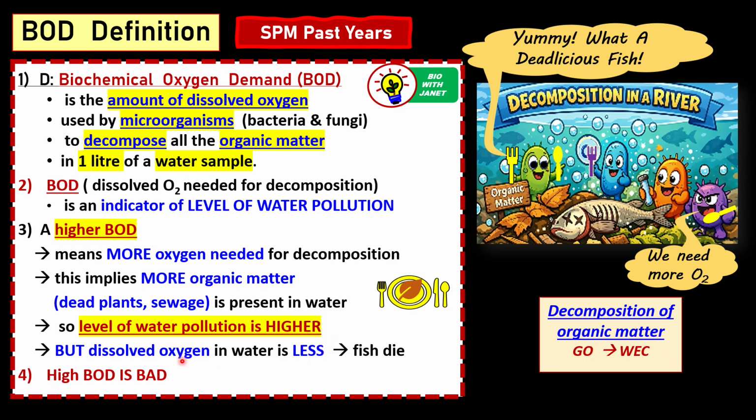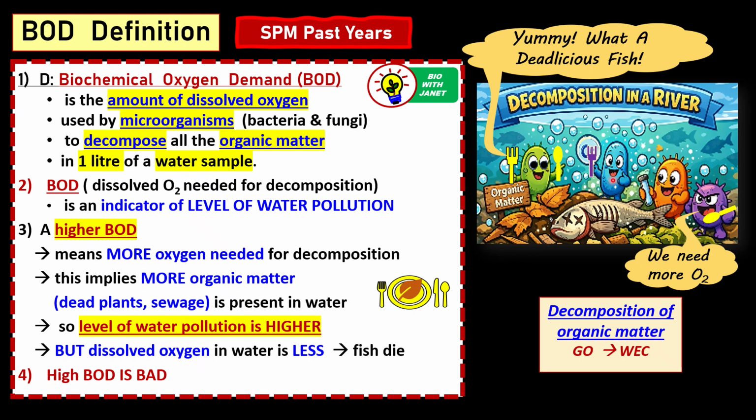But in terms of the presence of dissolved oxygen in the water, it is less. The dissolved oxygen in the water is less, because most of the oxygen is used up for decomposition, so the fish will die due to lack of oxygen for respiration. So high BOD is bad, it's bad for the river or the lakes.